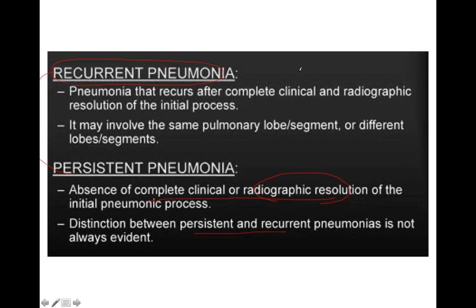So the patient has recurrent pneumonia or persistent pneumonia, whatever, and many times, as I said, you won't be able to differentiate. So what is the first thing you will do? You will go for chest X-ray. The first step is always chest X-ray, and then we will go for CT scan to rule out any obstruction.